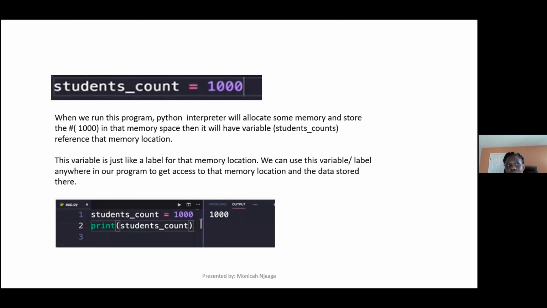So this is another way to think of it. A variable is just like a label for that memory location. And you can use this variable or label anywhere in your program to get access to that memory location and the data stored in it. So in this case, if I ever wanted to retrieve that 1,000 value that I've assigned to students count, all I need to do is to declare the variable and then print the variable. And that's why you see the 1,000 on the right side of my screen here.